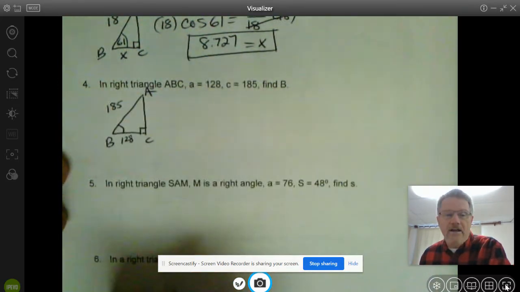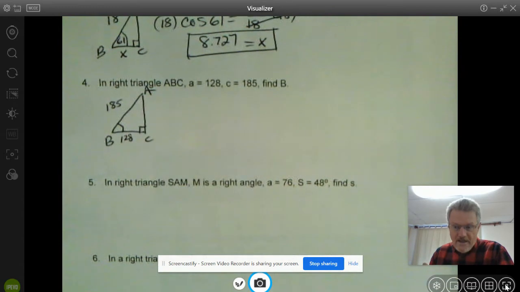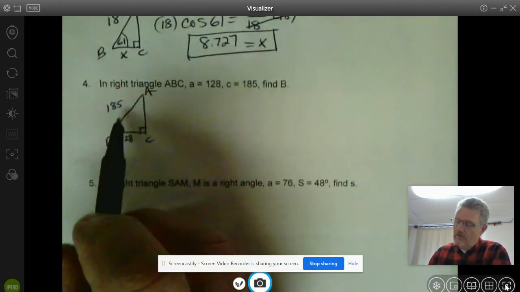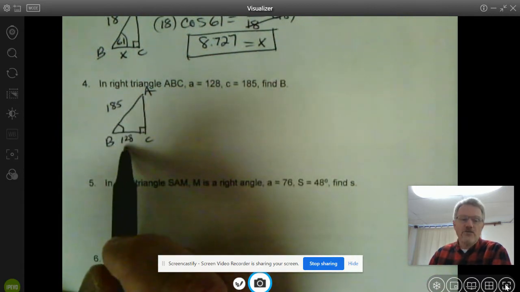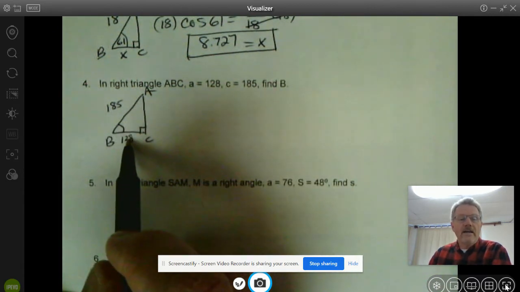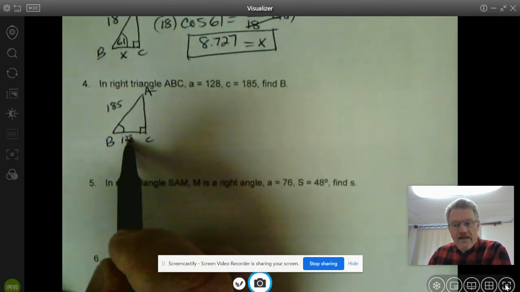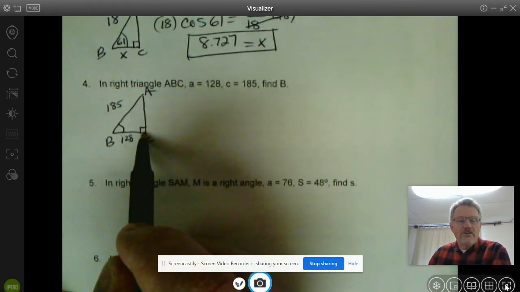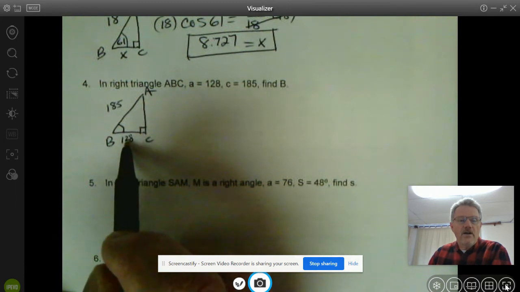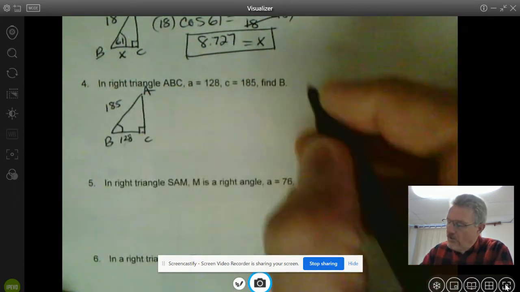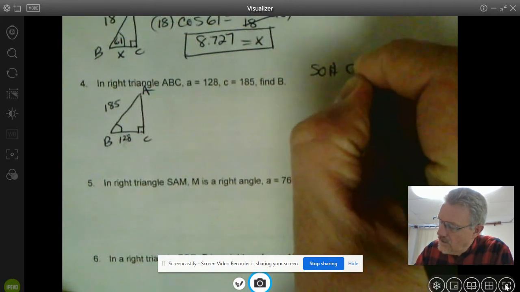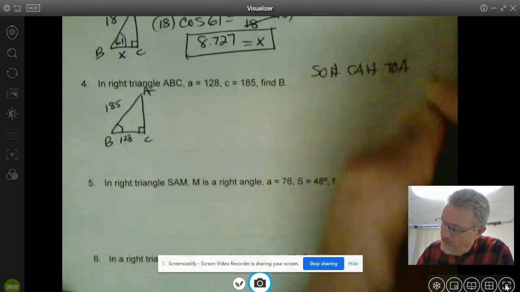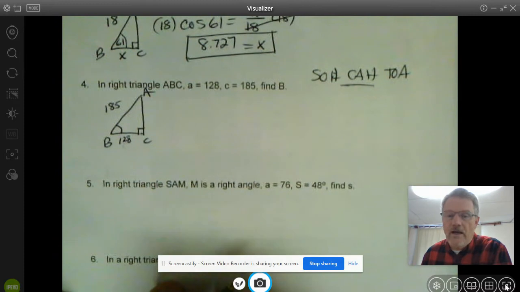Find the measure of angle B. Okay, we're looking for an angle this time, so we're going to use the inverse. All right, so first of all, we've got to determine which function to use. 128 is next to angle B. It's not the hypotenuse, so it's adjacent. Next to, but not the hypotenuse, is adjacent. And then 185 is across from angle C, so that is the hypotenuse, right? So adjacent over hypotenuse. All right, we're going to use cosine.